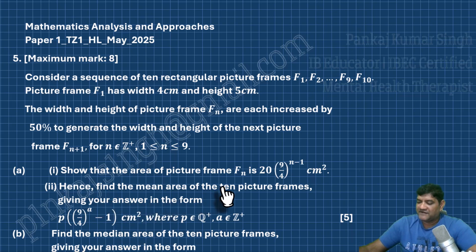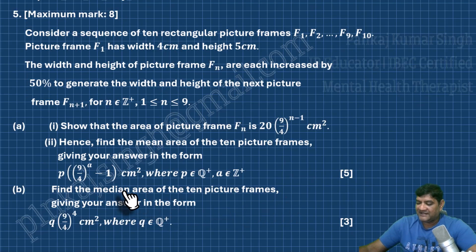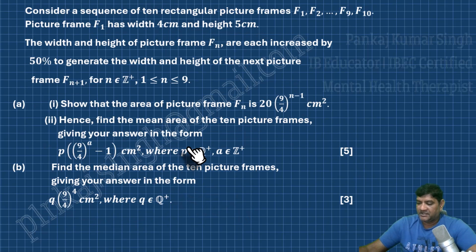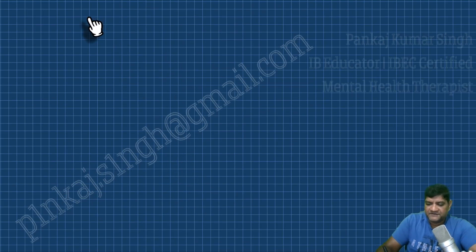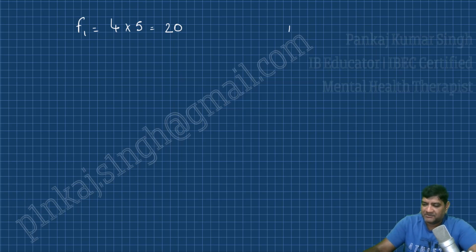And then he wants me to find the mean area of the 10 picture frames and the median area of the 10 picture frames. So I know that the first picture frame will have the width as 4 and the height as 5, so it's going to end up being 20, right? Now I'm increasing the width and the height by 50%. So in this case, the multiplier is 1.5, and this multiplier can also be written as 3 by 2.